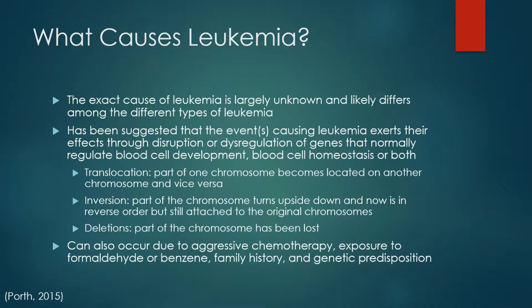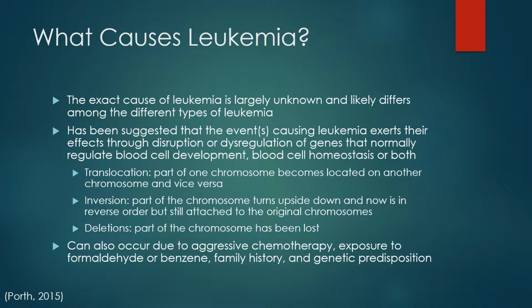The cause of leukemia is largely unknown, and it likely differs due to the different types of leukemia, which we'll talk about later. However, it's been suggested that leukemia is caused due to disruption or dysregulation of genes that normally regulate blood cell development, blood cell homeostasis, or both.